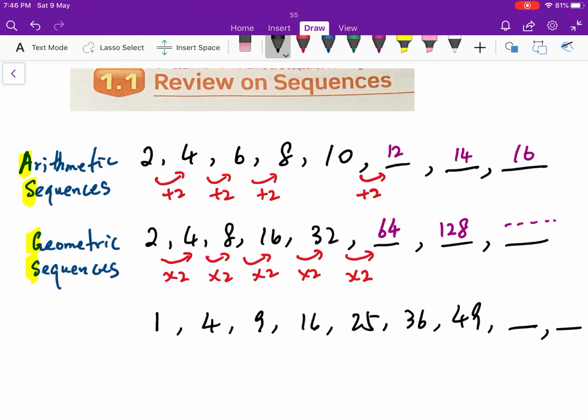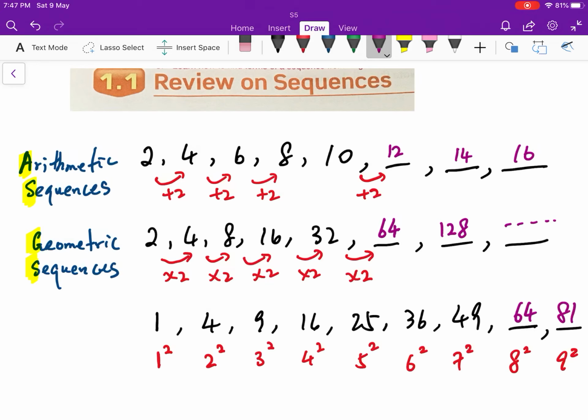If you can figure it out, actually it's super easy. Just 1 square, 2 square, 3 square, 4 square, 5 square, 6 square, 7 square. So the next 2 you can guess. Okay, it must be 8 square and 9 square. Okay, so you will know that it will be 64, 81, and so on.